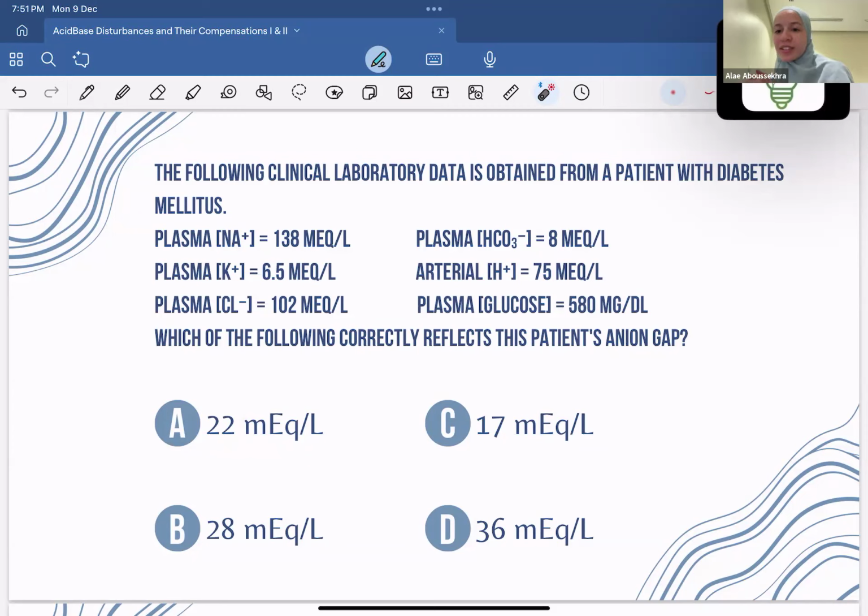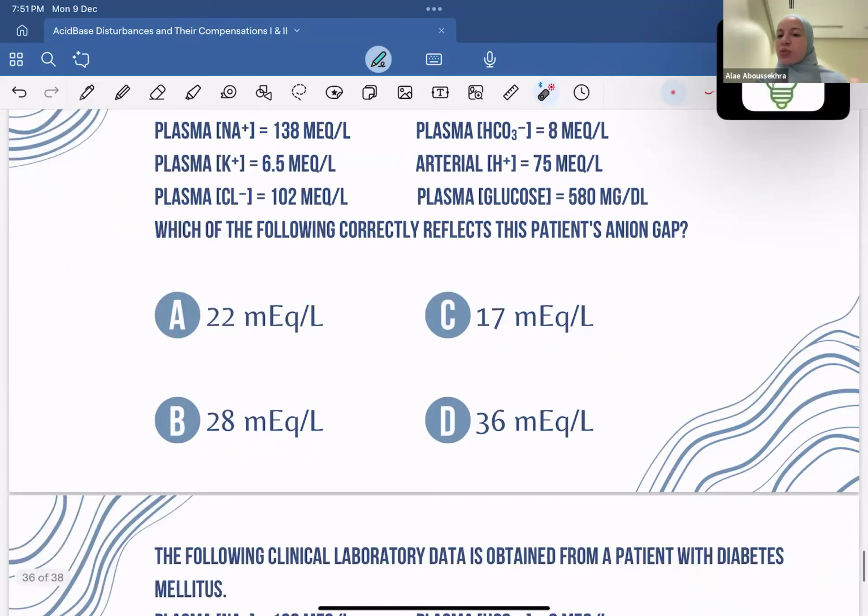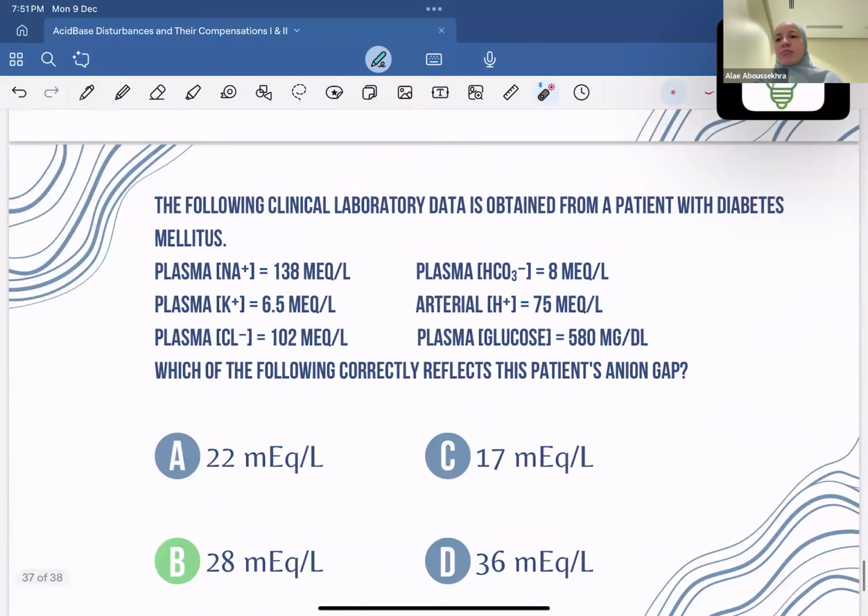Can you tell me how you got it? So I used the Na+ concentration 138 minus Cl- and minus HCO3-. So 138 minus 102 minus 8. Yes, exactly. So that gives you 28. So you basically just use the formula, get the answer, and that's it. So it's an easy question.